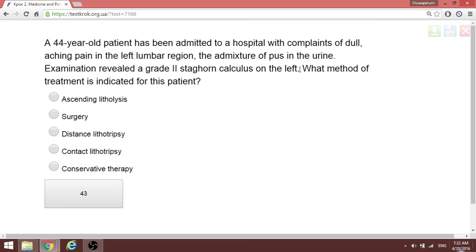See, when a patient is having calculus, you can do any of these, lithotripsy, depending on what the indications are. But they are telling us about the presence of pus in the urine. This kind of patient with calculus is going to need a surgery.